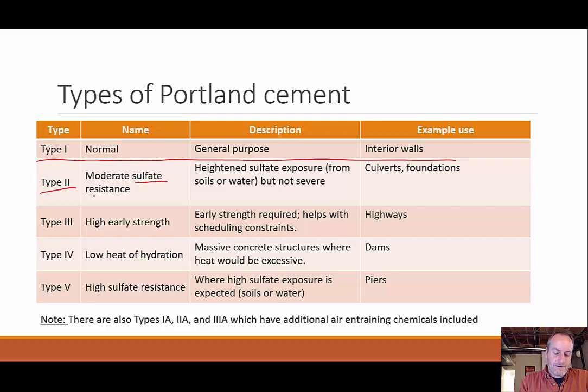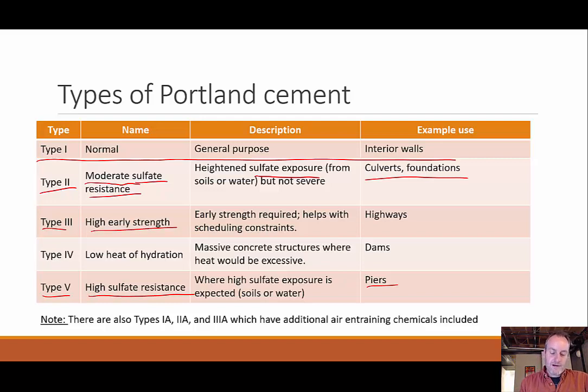Type 2 has sulfate resistance, but it's just moderate sulfate resistance, because type 5 is high sulfate resistance. So 2 and 5 go together depending on how much sulfate resistance you need. If you don't remember, if we have sulfate and our concrete's exposed to it, it'll eat away the concrete. So we need to resist that with the type 2 or type 5 Portland cement. And that's why it says for box culverts or foundations or piers, things that are under the ground where it can be exposed to high concentrations of sulfate.